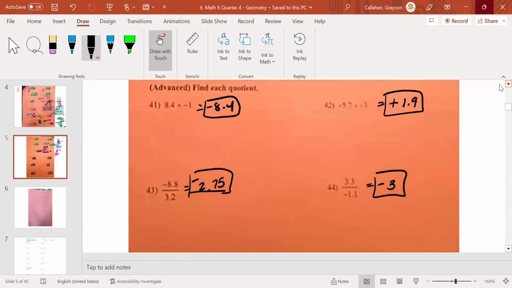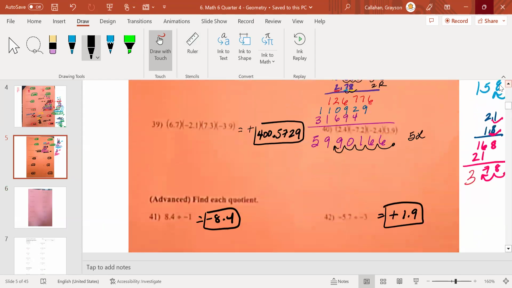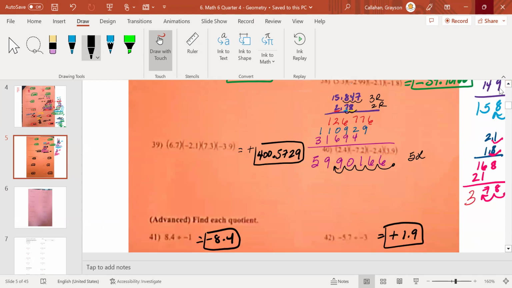39 and 40 we already did. It's right here. Wait, hold on. 39 is right here. 40 is 2.4 times 7.2 times 2.4 times 3.9. It's going to be a positive, so positive 161.7408.